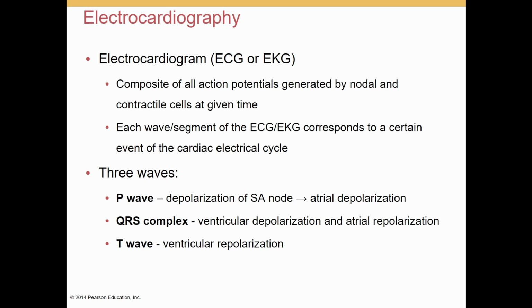The P wave is indicative of depolarization of the SA node, and when the SA node depolarizes, that depolarizing signal causes atrial depolarization, which leads to atrial contraction. The QRS complex is associated with both ventricular depolarization and atrial repolarization, so it's associated with both ventricular contraction and atrial relaxation. And the T wave is associated just with ventricular repolarization or relaxation.